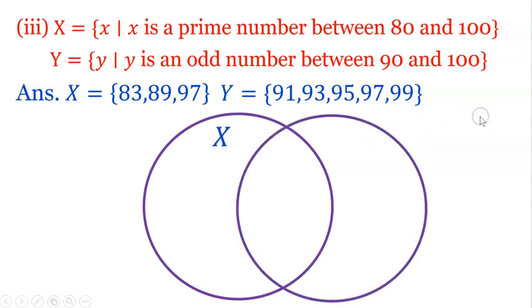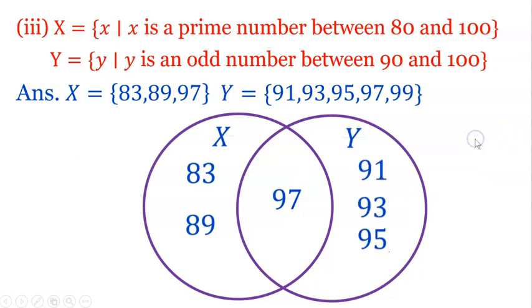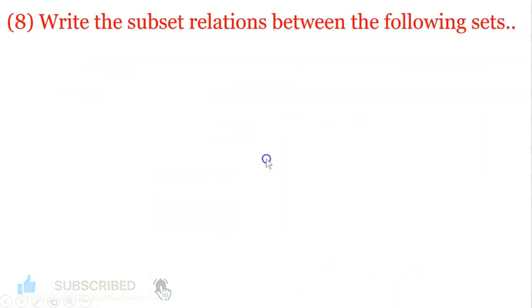The first is set X, and here is set Y. Now the common element between X and Y is only 97, and the remaining elements of the set X are 83, 89. The remaining elements of set Y are 91, 93, 95, 99, and in this way we have represented the sets X and Y by the Venn diagram. Now the next example, write the subset relation between the following sets.